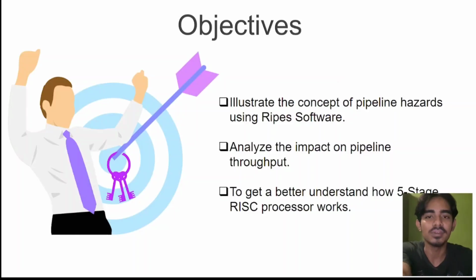Next, for the objective. The objective is to illustrate the concept of pipeline hazard using RIPES software, then analyze the impact on pipeline throughput, and to get a better understanding of how five-stage RISC processors work.